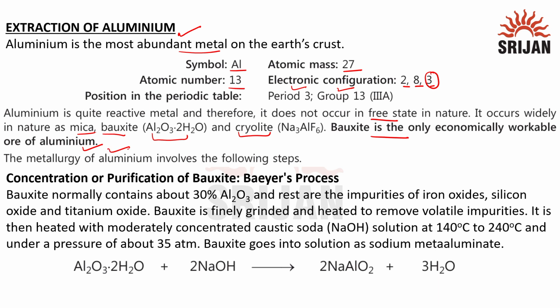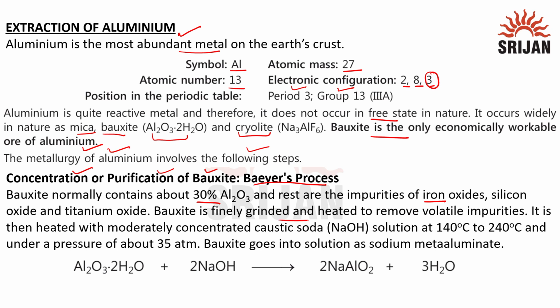Now the metallurgy of aluminium involves the following steps. The first step is the concentration or purification of bauxite ore, known as Bayer's process, by which we extract the aluminium ore particles from the bauxite ore. So what happens in this process? Bauxite normally contains about 30% of aluminium oxide, that is Al2O3, and the rest are impurities like iron oxide, silicon oxide, titanium oxide, etc.